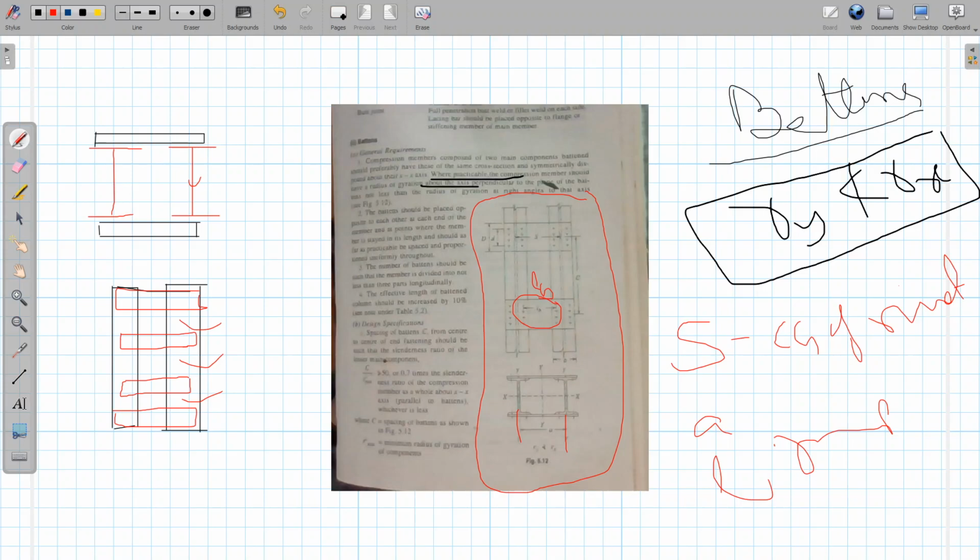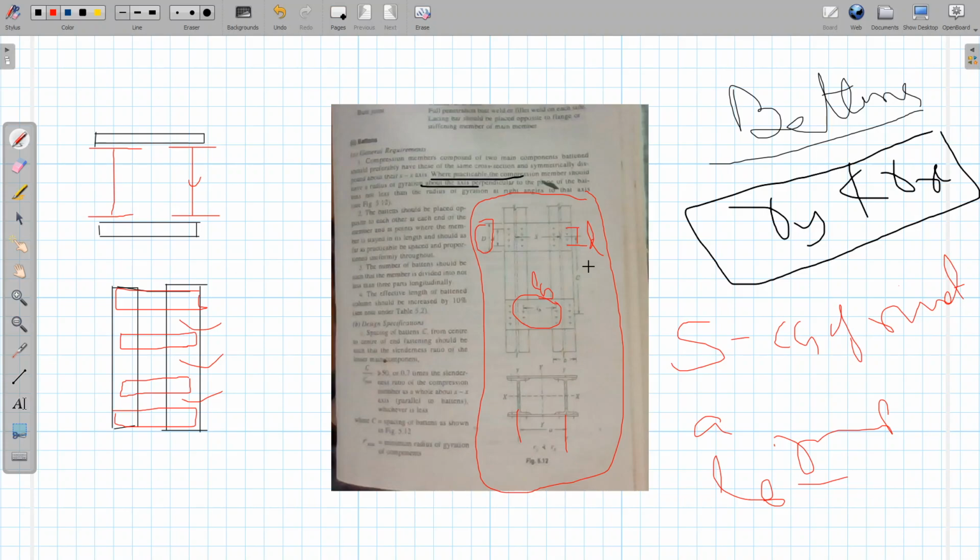This capital D is denoted as the overall width of the batten, or you can say depth also. Outer to outer depth. Now the inner rivet to rivet distance is denoted by small d. So the edge rivet on this side and the edge rivet on this side, find out the center to center distance. This is denoted by small d. So the symbols that we are using are clear.